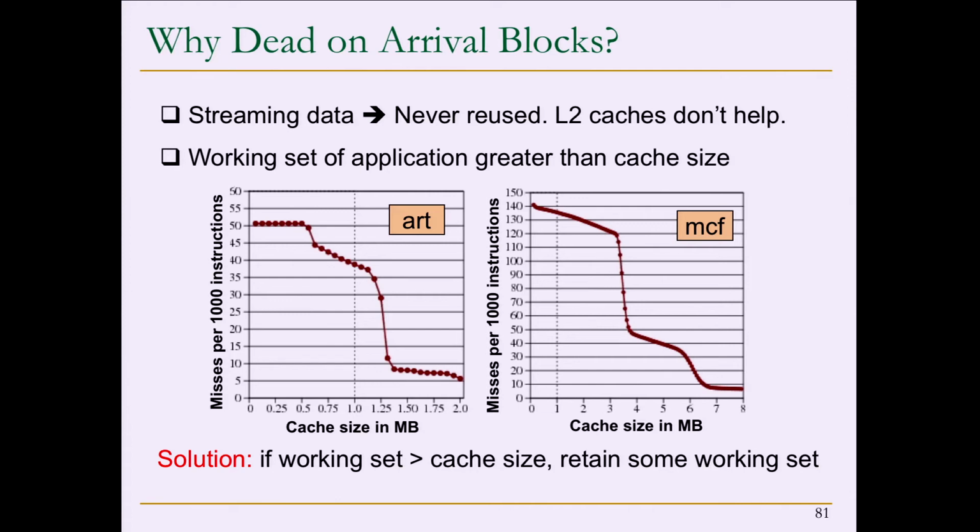There's a huge jump over here. Again, here, without giving MCF 3 megabytes, which you may not have, you're not going to get much benefit from caching. You'll reduce maybe a little bit, but not a whole lot. So one of the solutions could be, if the working set is greater than the cache size, retain some of the working set. And that's actually not a bad idea if you're scanning through memory and if you have some reuse.